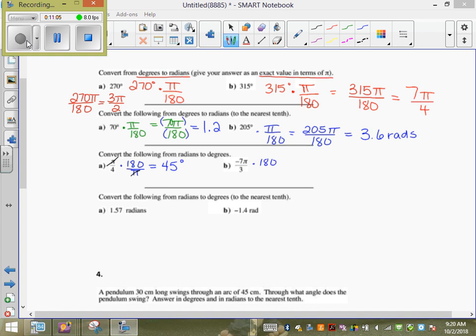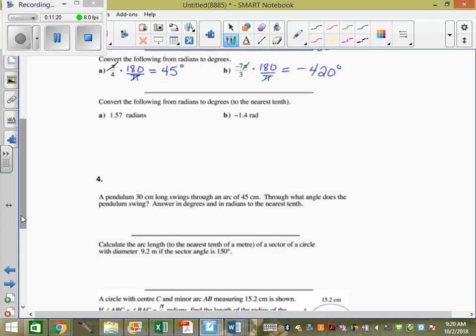And you have the degree symbol, or else it's not degrees. So we're going to multiply by 180 over pi. Pi's cancel, so when it actually has a pi, it's easier. And what do you get? Negative what? 420. Okay, convert the following from radians to degrees.